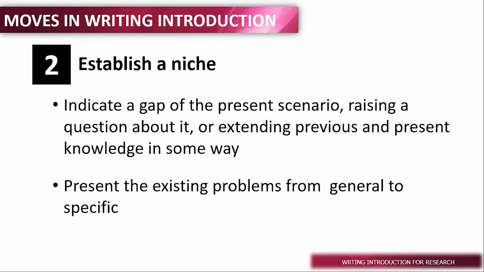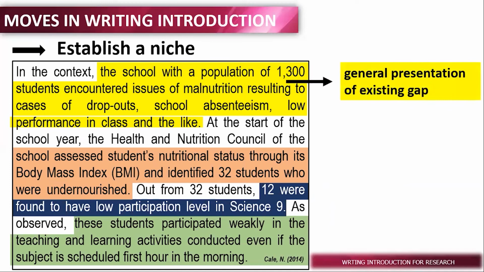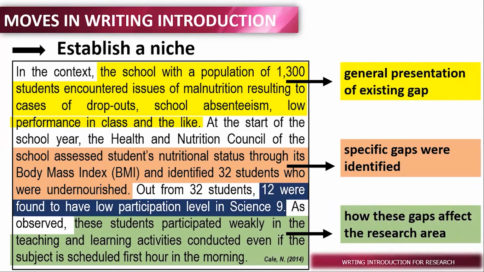When establishing a niche, the problems to be presented must connect from general descriptions to specific and detailed movement. This example allowed us to understand that problems exist in school. The gap was presented logically from general to specific. The presentation of the niche started with a general picture of the school population, down to the specific number of respondents affected by malnutrition, and ended with how the ripple of gaps affects the whole research area.